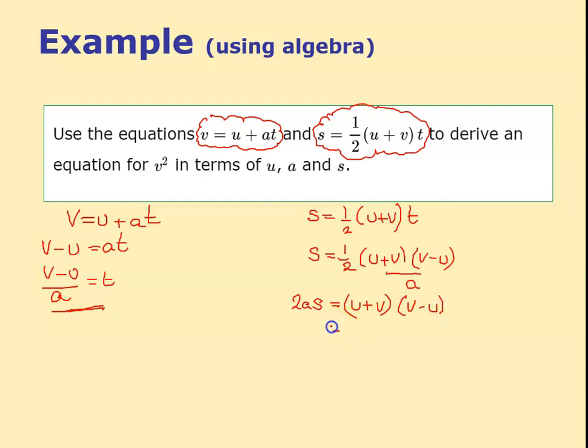Let's multiply that out. I get u times v, so that's uv. Got to be careful here to make sure the u's and the v's look different. Minus u squared, plus v squared, and then minus uv. That's interesting. The uv's cancel, you can see that. And that allows me then to say v squared equals, moving the u squared over there, u squared plus 2as. And this is indeed one of my equations.